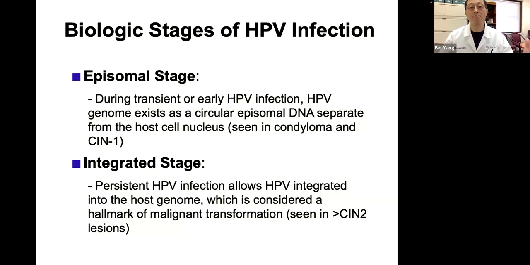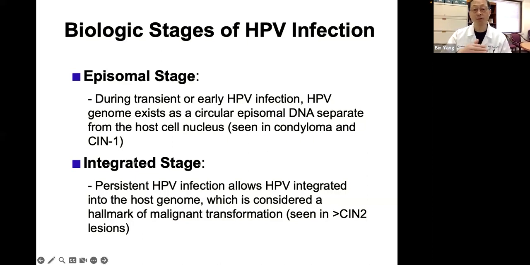They mainly exist as episomal. So they exist as a circular episomal DNA separated from the host cell nucleus. So they take advantage of the host cytoplasmic protein synthesis machinery to reproduce themselves. So it's very contagious in the episomal stage.